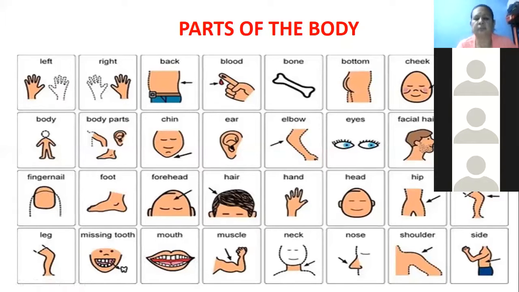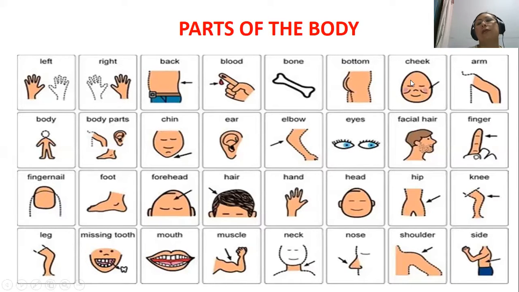Okay, thank you. These are the parts of the body. For next class, we are going to use this to express how we feel and to say if you're sick or if you're not feeling so well. So the first thing we have to do is introduce the parts of the body. For example, hands. We have left and right hand. We have the back. We have blood, which is an internal part of the body. We have the bones, the bottom, the cheek, the arm, the body as a whole, different body parts that we are going to study one by one.